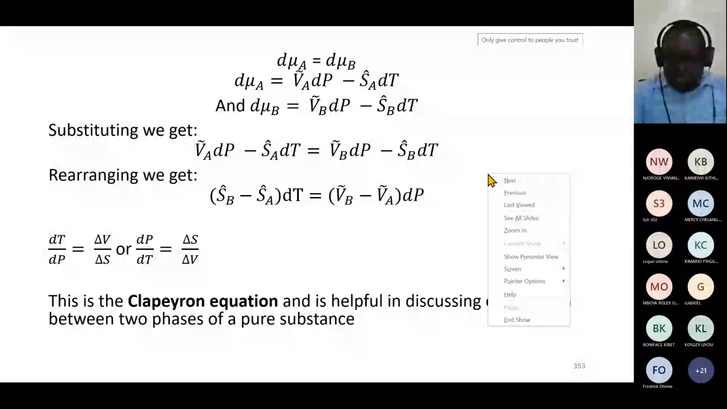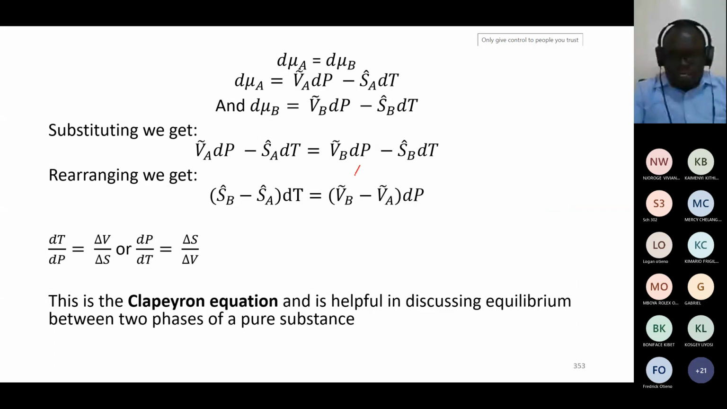So if that is the case, we come up with two possible expressions: either dT over dP equals delta V over delta S, or dP over dT equals delta S over delta V. If you remember, this is the Clapeyron equation, and it's very helpful in discussing equilibrium between two phases of a pure substance, as we're going to see shortly.